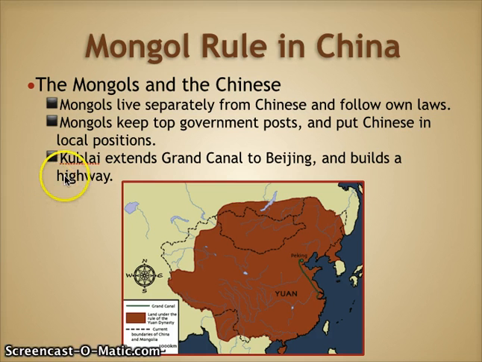But even though Kublai Khan doesn't really give a lot of power to the Chinese in the government, he does do things to improve China. And one thing that is noted is he builds a grand canal to Beijing. He also is building a highway. So he's improving things in China that will improve their trade and their economy. Another thing that is important to note at this time is we still have the Silk Road. So Kublai Khan still continues to have trade between the Middle East, the Arab Peninsula, and Europe.